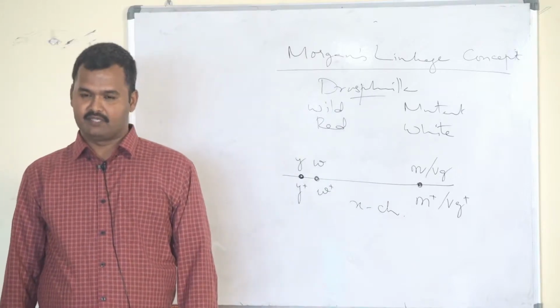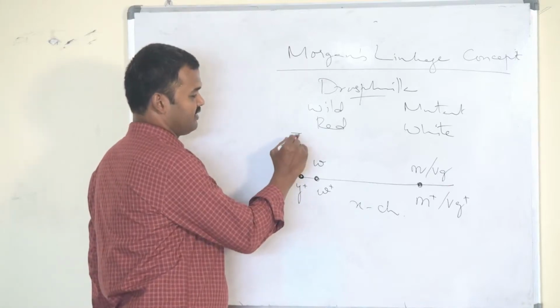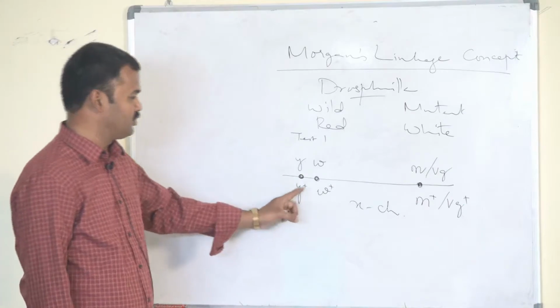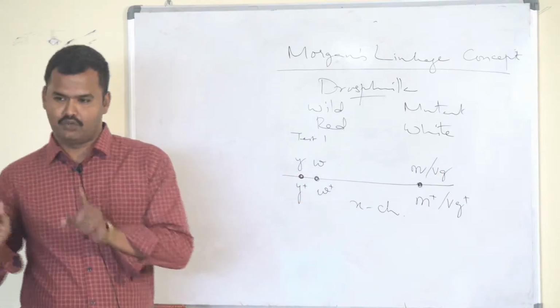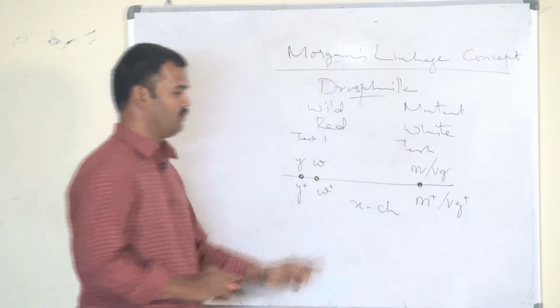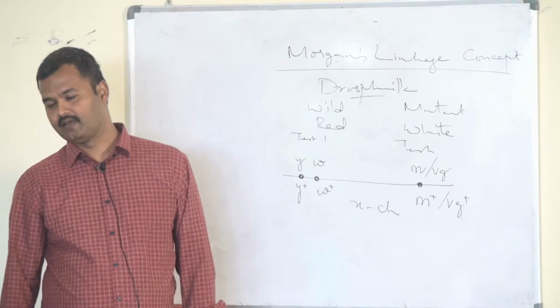During the linkage concept study, Morgan took two important crosses, say test cross number 1. In test cross 1, he studied these two at a time, and test cross 2 was the cross where he studied one of these along with the shape of the wings.